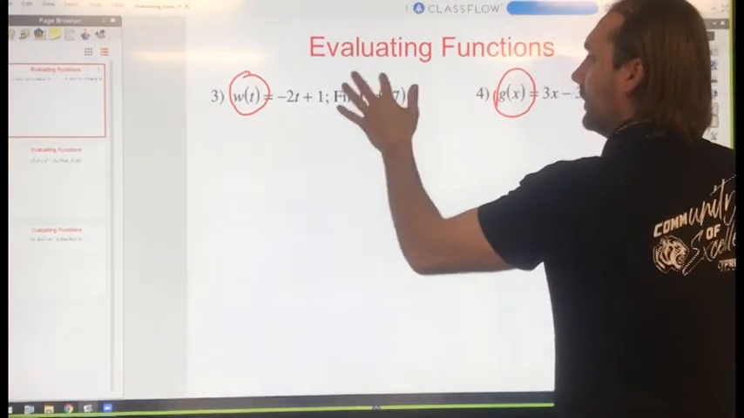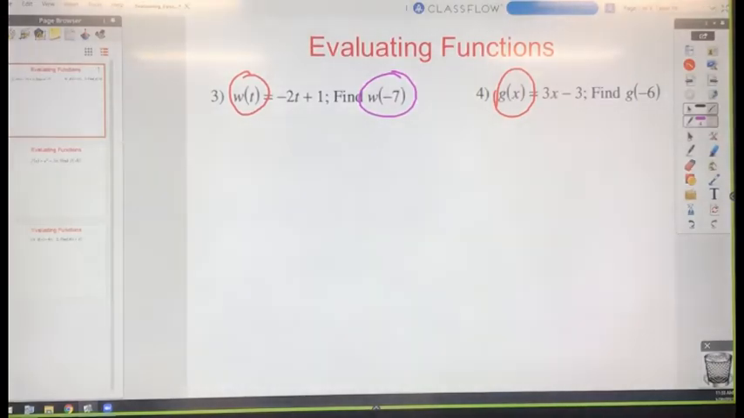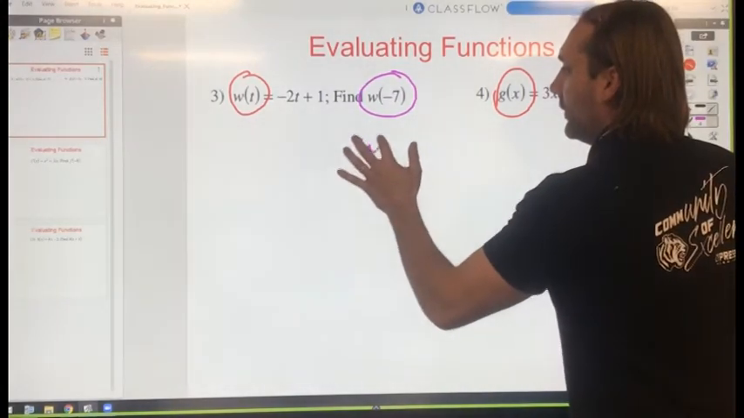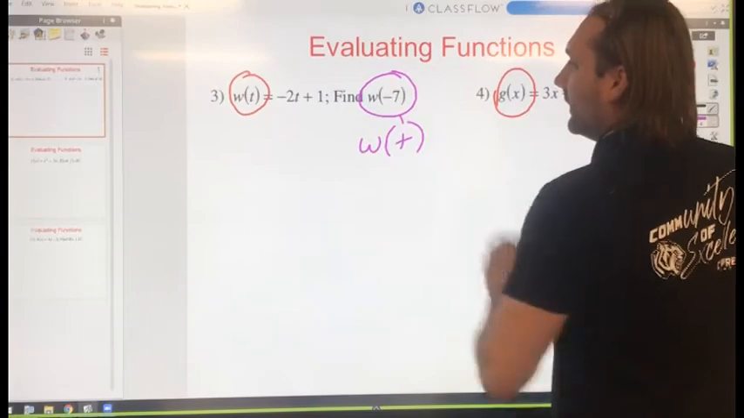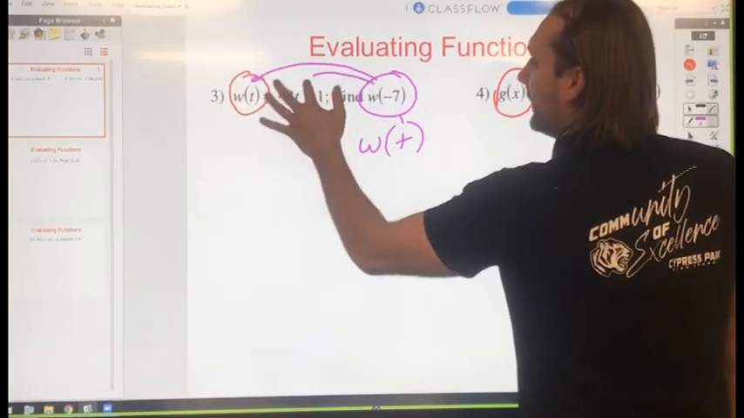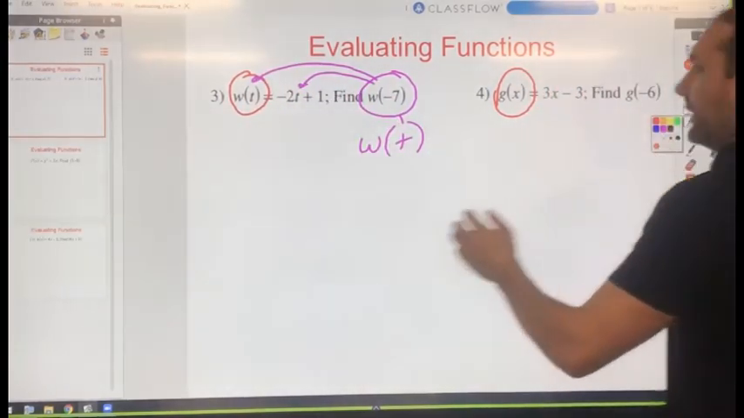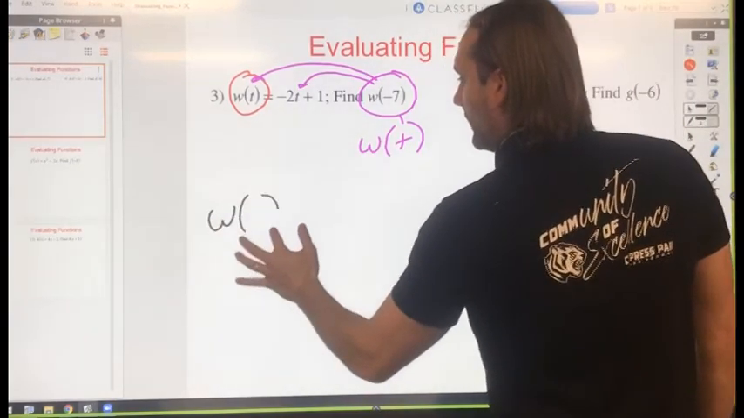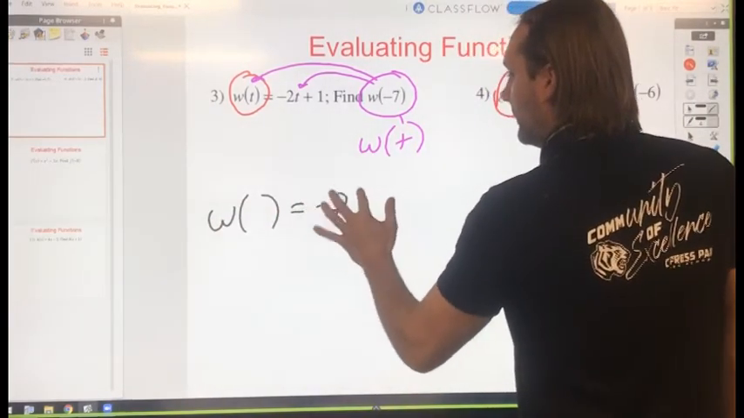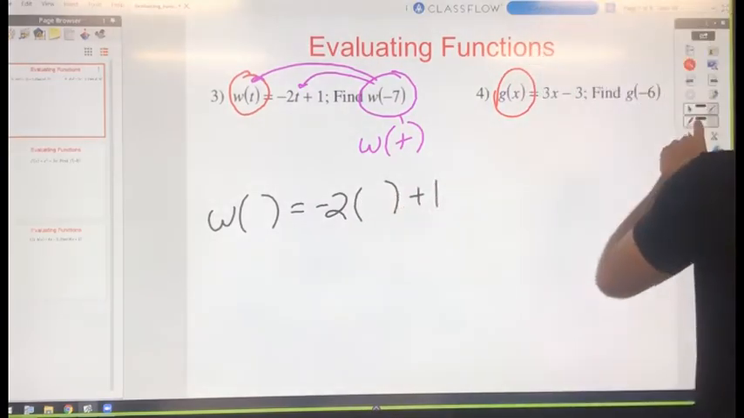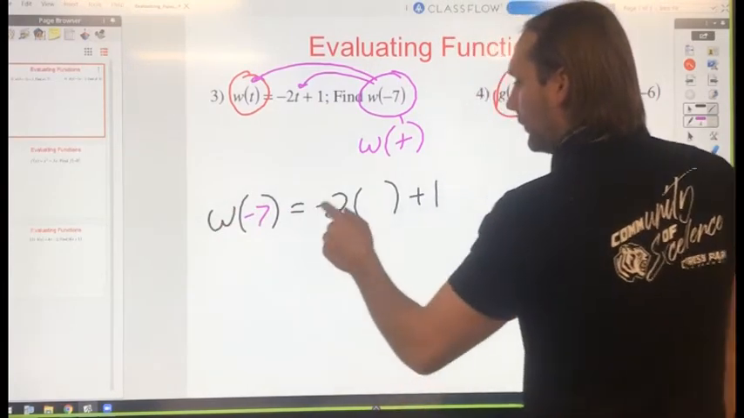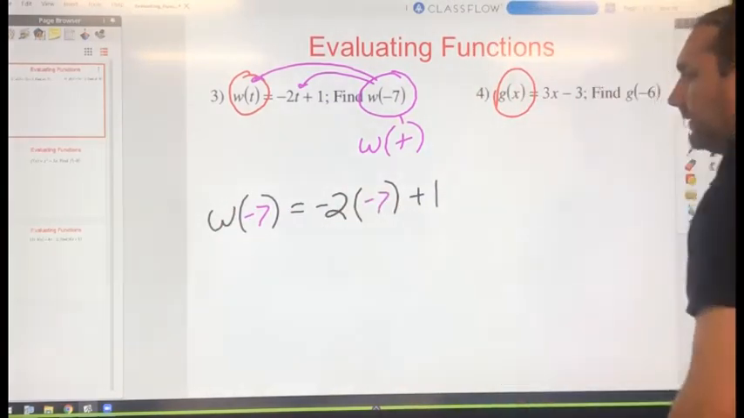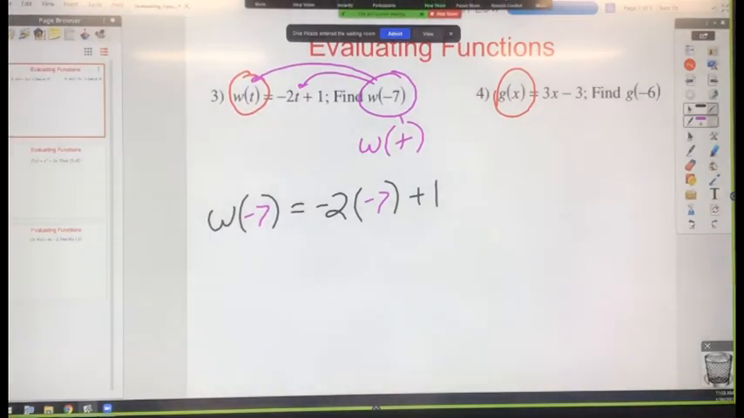w of t equals -7, looking at my notation, what variable got replaced with a number? The t, right? So everywhere I have a t, I need to plug in a -7. So that gives me w of t equals -2t plus 1. But in the case of this problem, it wants w of -7 equals -2 times -7 plus 1. So see how that works?